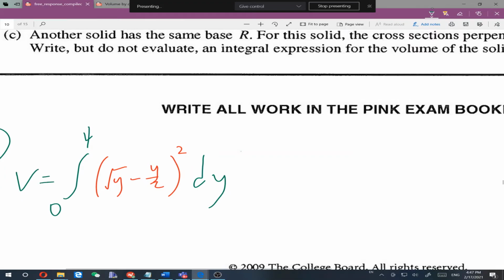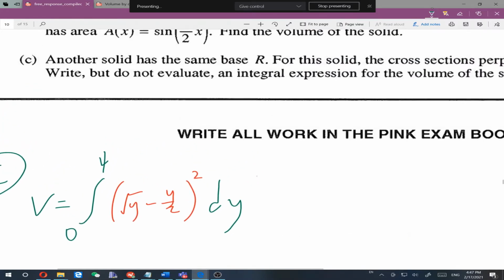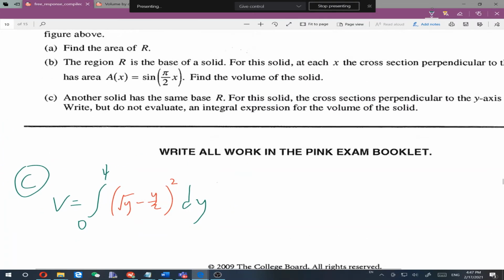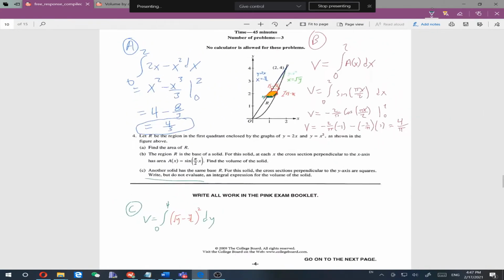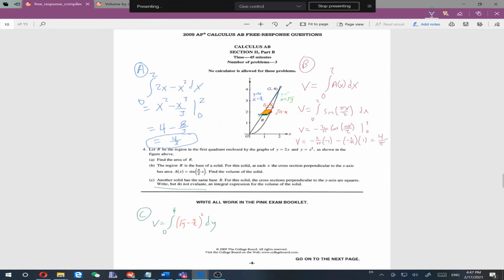Okay, so I've got the area times our depth, and we're ready to integrate. Oh, never mind. Right, but do not evaluate, so we can stop there, actually. Any questions on any part of this? No. All right.